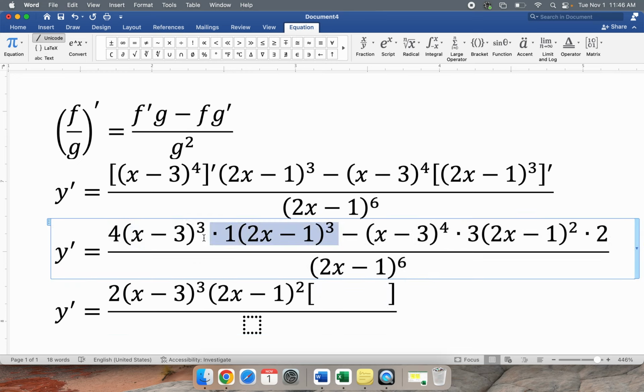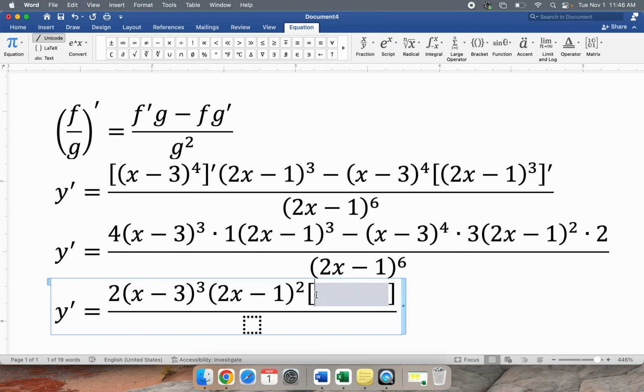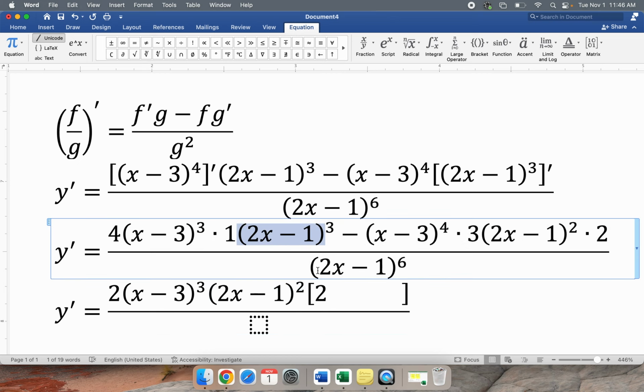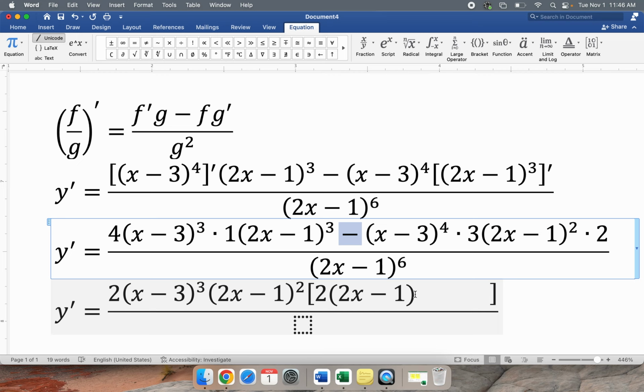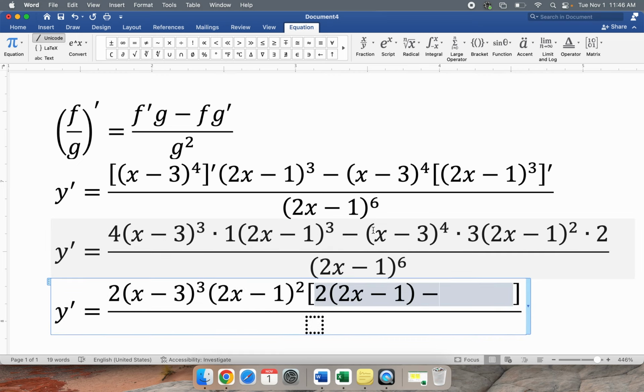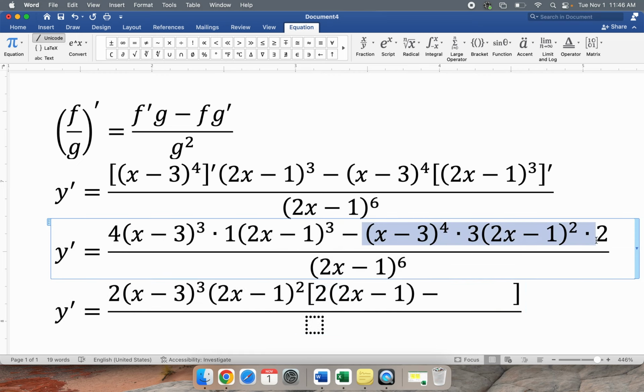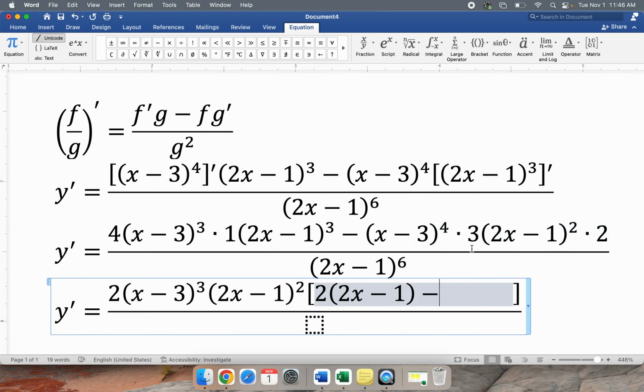So what is left over? Well, from this term, I pulled the 2 out of the 4. That leaves me with a 2. I removed all 3 copies of x minus 3 from this term, so there are no more copies of x minus 3 left. But I removed only 2 out of the 3 copies of the 2x minus 1. Therefore, I've still got a copy of 2x minus 1 left in that term. And then I have this minus sign, so I'm going to write minus, and now I ask what's left over in this second term after removing the greatest common factor.